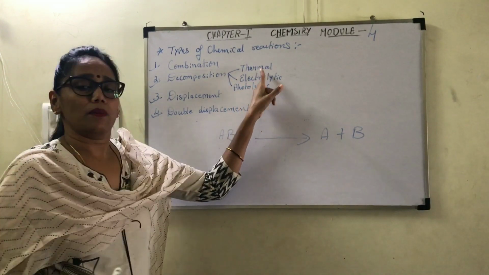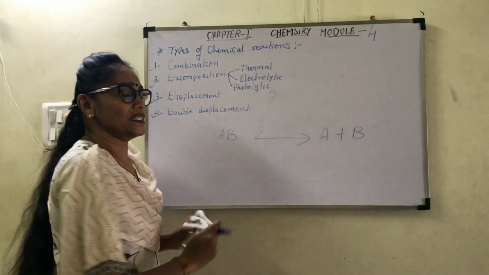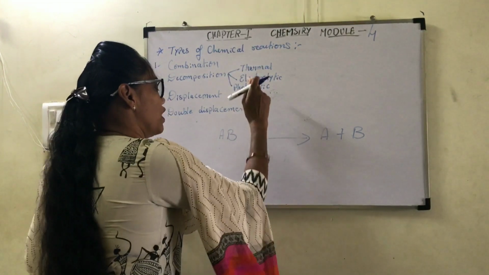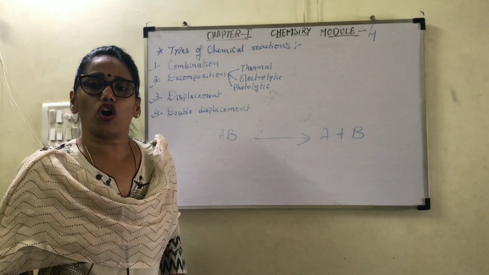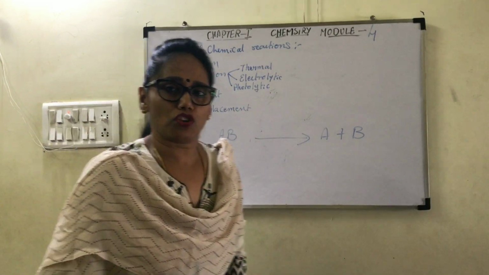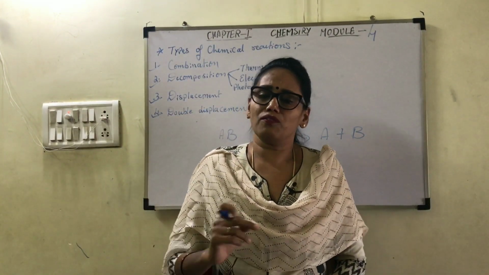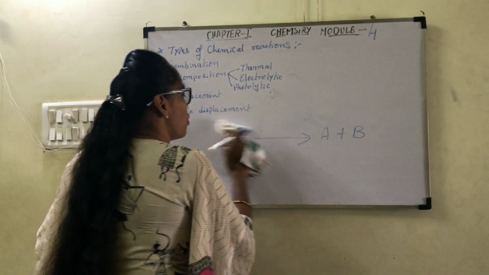It can happen in the presence of heat, and such decomposition is called thermal decomposition. If decomposition takes place in the presence of electric current, it is called electrolytic decomposition. Now, if it happens in the presence of sunlight or light, then we call it photolytic decomposition. Now, let's go with an example of all 3.